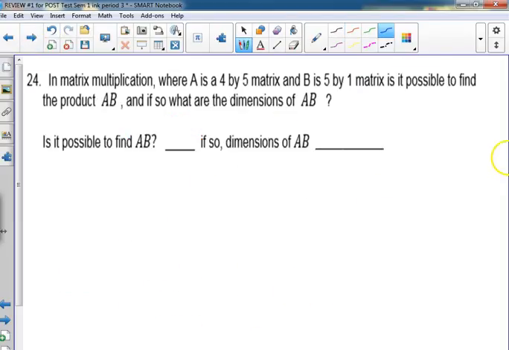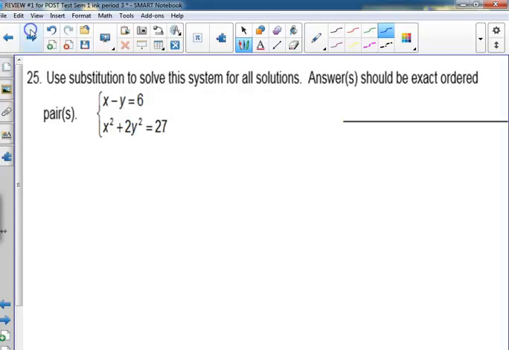Matrix multiplication. 4 by 5, 5 by 1. Yes, answer is 4 by 1. Use substitution.